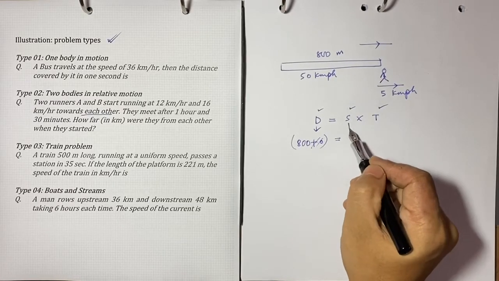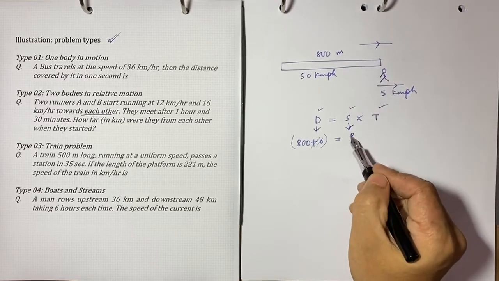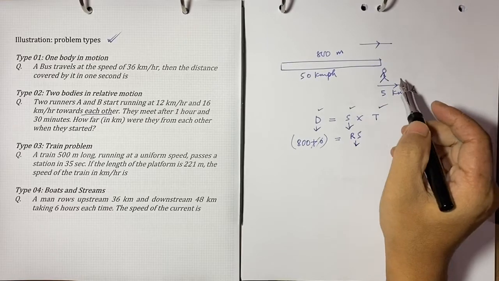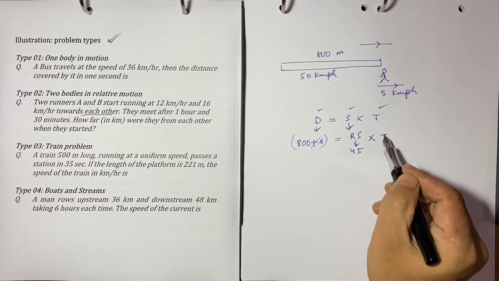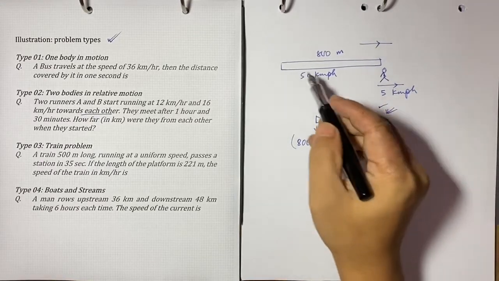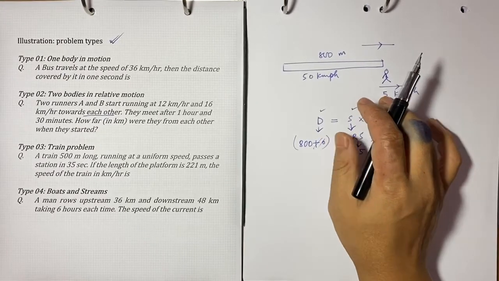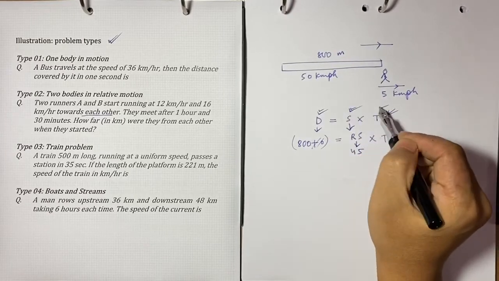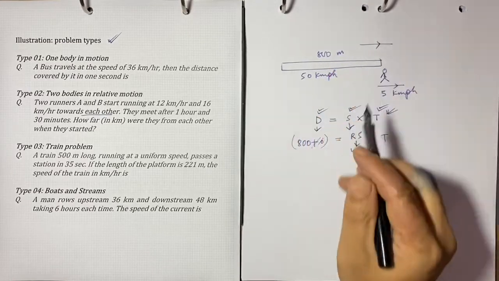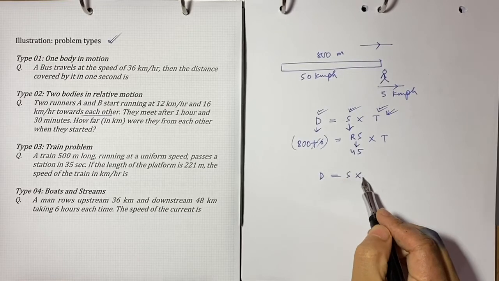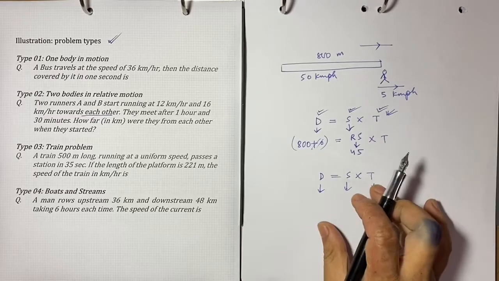Now for speed, there are two bodies in motion, so we will use relative speed. For the same direction, relative speed is the difference, so we use 50 minus 5, which is 45, into time. Time is the time taken by the train to cross the man. The quantities given in the problem may differ, but the approach is the same. In time and distance problems, the formula distance equals speed into time is used, and we modify the equation to find distance, speed or time.